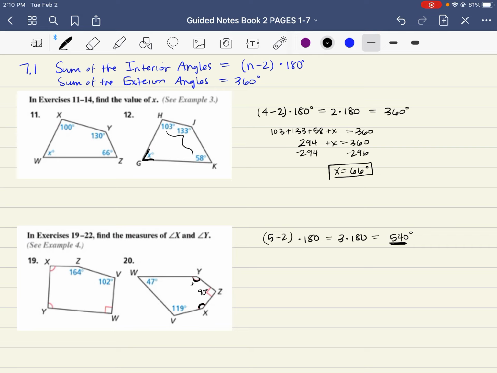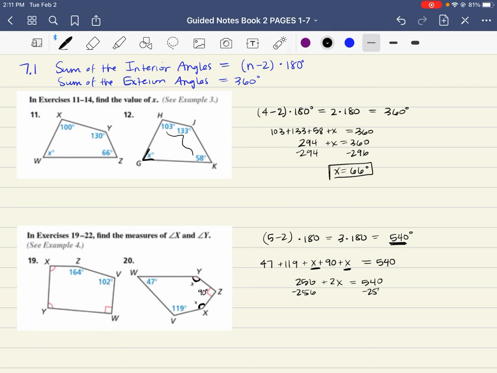So you can think about it algebraically and set these up as little x's. That would mean 47 plus 119 plus x plus 90 plus x, right? All of those have to add to 540 degrees. Or in other words, if we take 47 and add 119 and add the 90, those like terms, we get 256, and then I have these 2 x's.